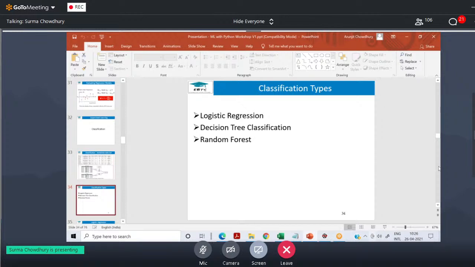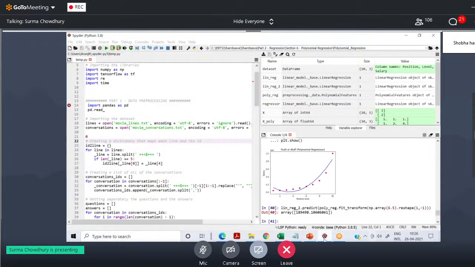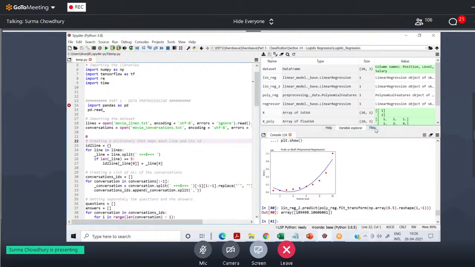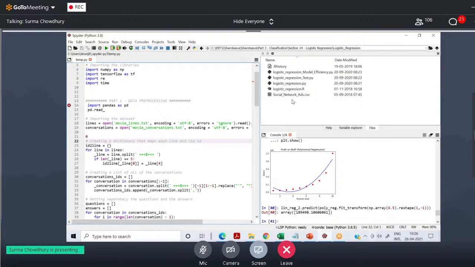So what I will do, I will go back and change my folder. If you remember, I had another folder called classification. So I go to classification, I go to logistic regression, and I select the folder. And if I go to files, there's something. If I go to the data set, okay.